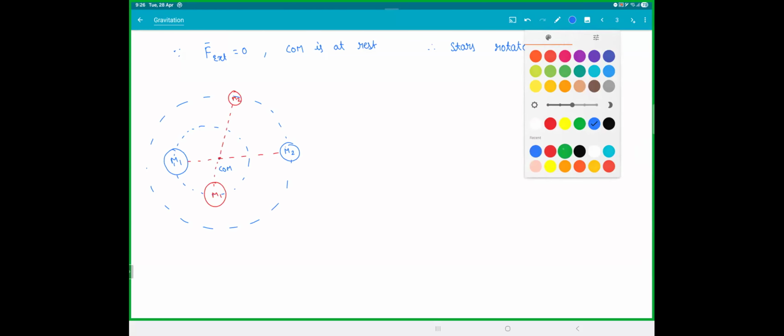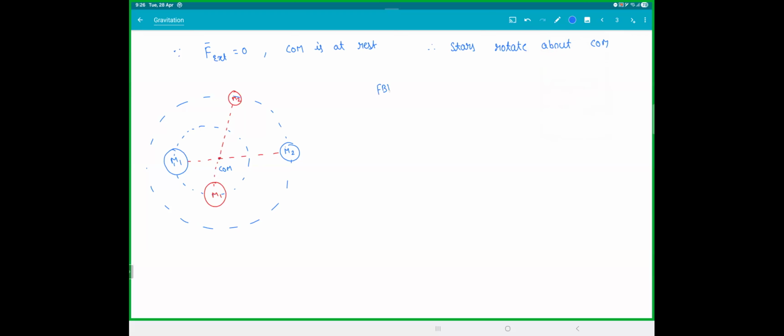Now, if you write the FBD of any one of them, I'll write the FBD of M2. Let this distance be R1 and let this distance be R2. And R2 is nothing but M1 d by M1 plus M2. The distances are divided in the ratio of opposite masses. The center of mass divides them in the ratio of opposite masses.